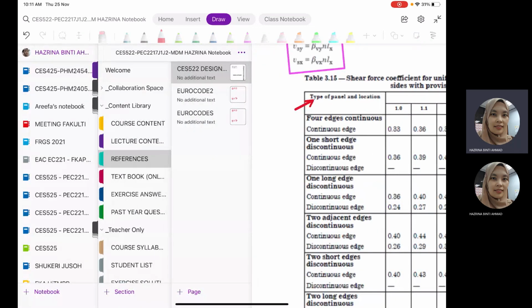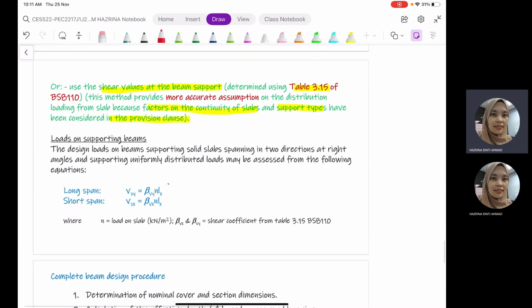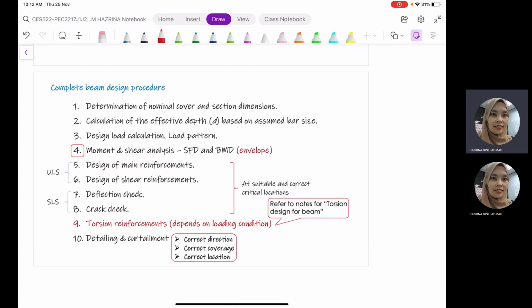If we go back to our lecture slide, loads on supporting beams, these are the two equations that I have already mentioned just now. Basically, we are going to use that with the value of n, which is the loading acting on the slab in kilonewton per meter square. So basically we have already covered all the basics of reinforced concrete design. For the next part, we are going to look into the example, which will be covering the analysis of the loadings, as well as the load transfer, and also the design of the reinforcements, up to drawing the detailing for your beam.